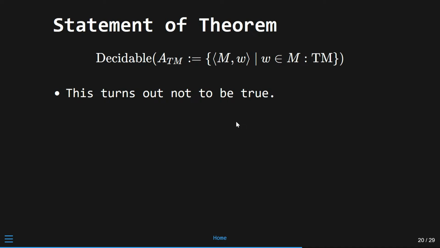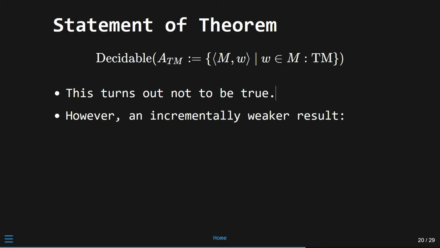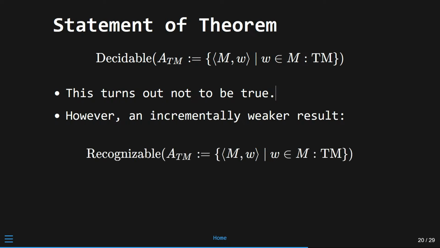But in order to do that, we're going to need diagonalization, which we haven't covered yet. So we're going to get an incrementally weaker result. And that result is that we can recognize. We can't halt, but we can return true if true, right? And this is simple enough. How are we going to do that?